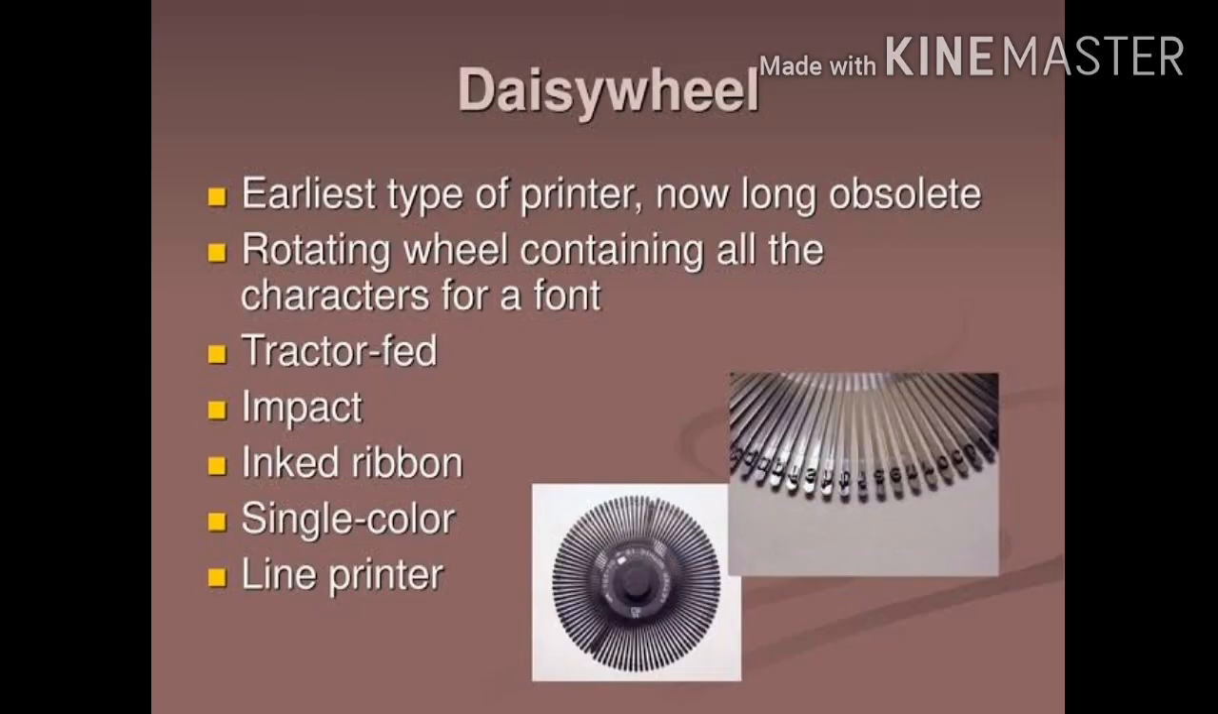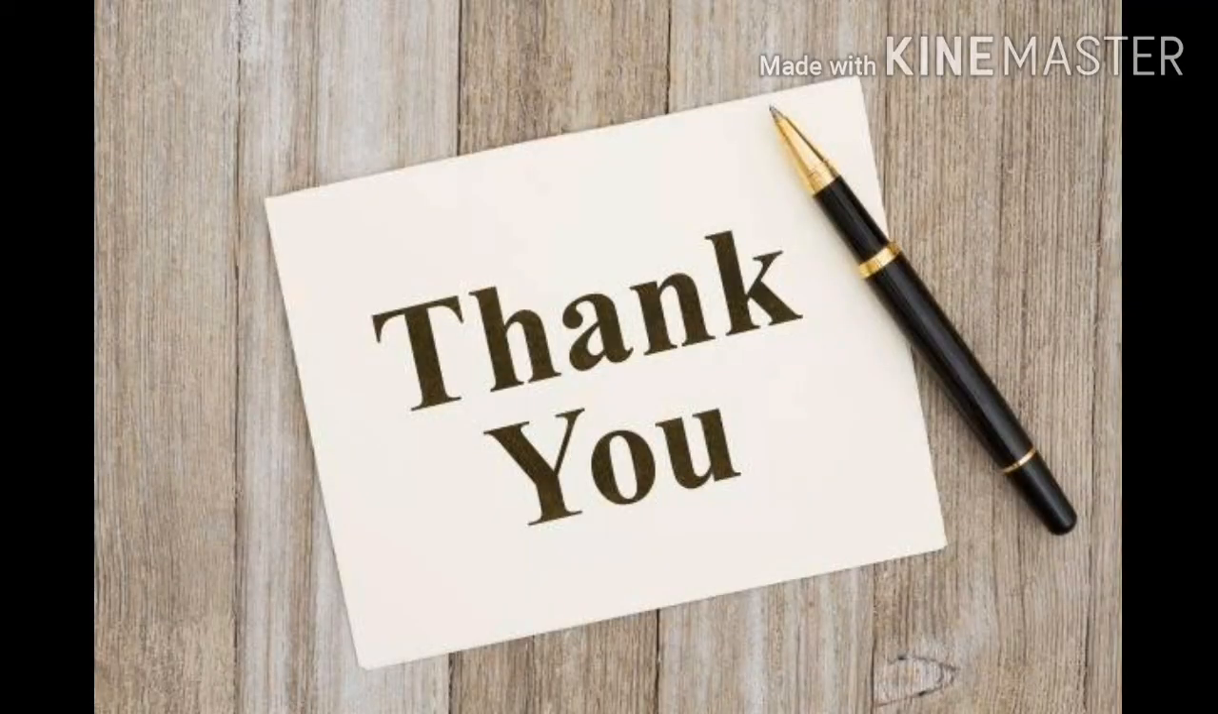Last one is a daisy wheel. This is a type of printer. This is the earliest type of printer, now long obsolete, with a rotating wheel containing all the characters for a font. Tractor fed, impact, ink ribbon, single color and line printer. That's why it takes too much time for printing, but earlier we were using this type of printer also.